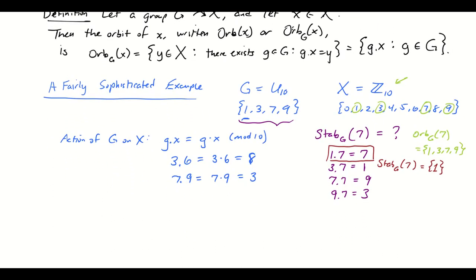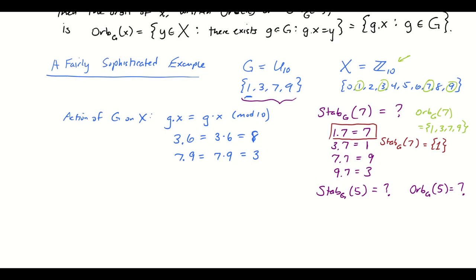Let's suppose I change the question and this time ask about the stabilizer and the orbit of 5, which is also an element of my set. Remember, stabilizers and orbits are of elements of the set, not elements of the group. So let's ask what the stabilizer is and what the orbit is. So again, I'm just going to work out what happens when each group element acts on the number 5. So let's pick a different color here. There we go. So 1 acting on 5 produces 5.